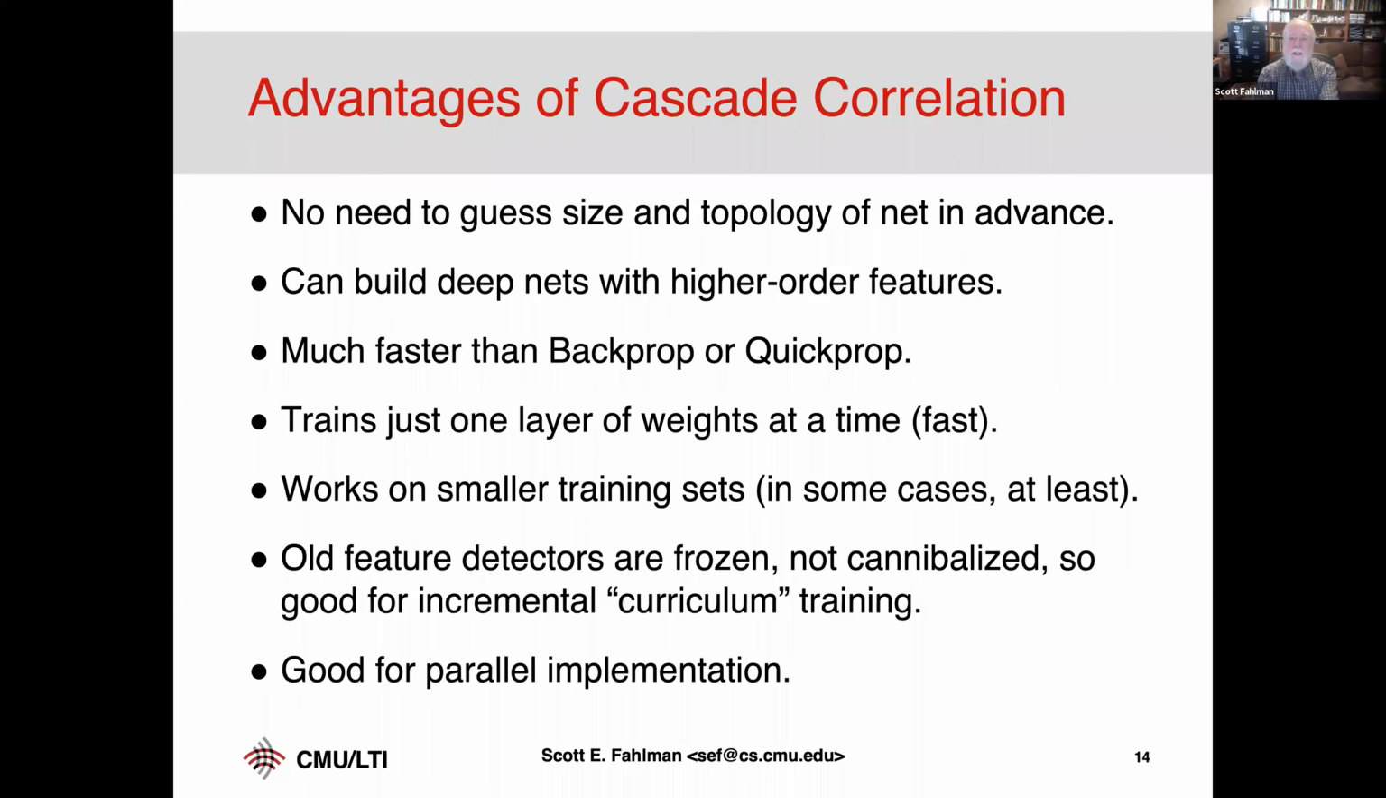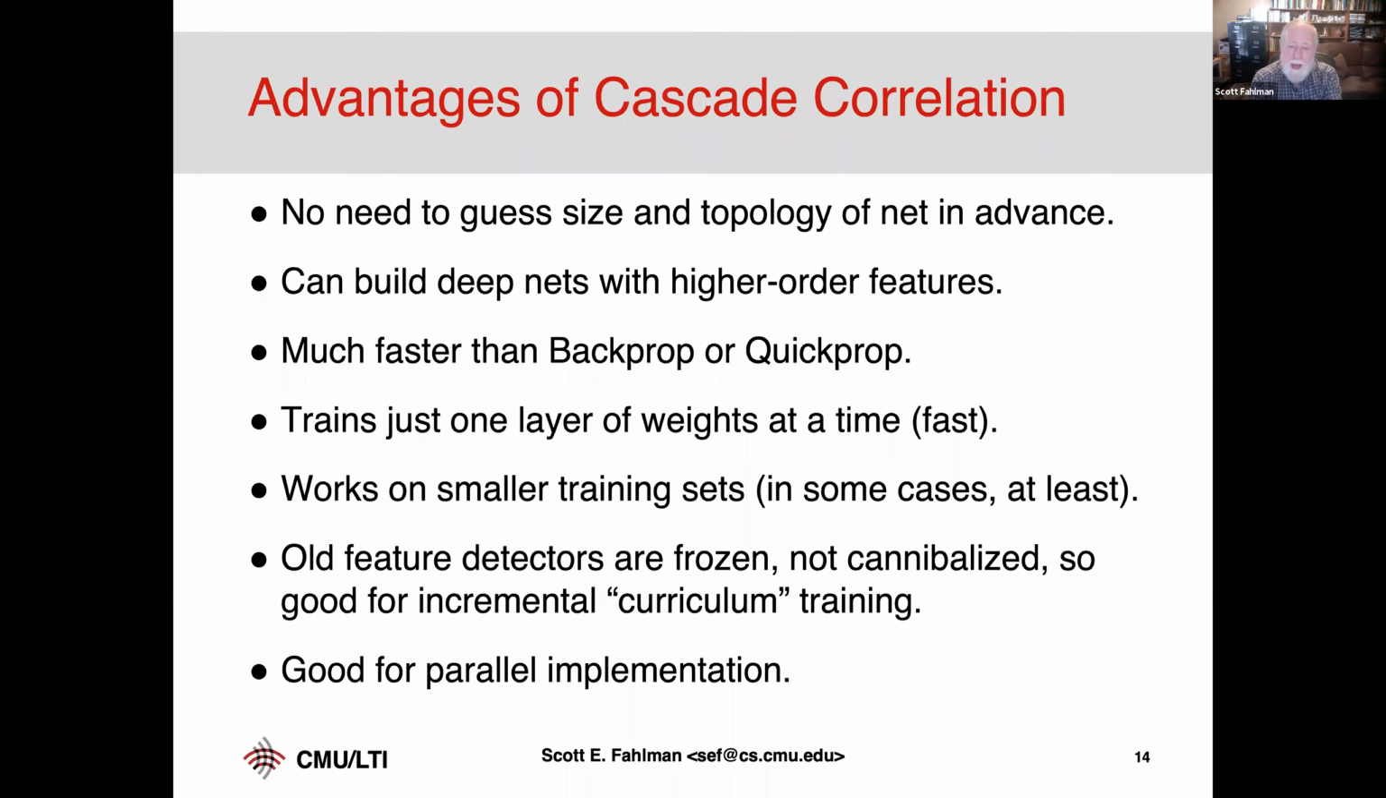So the advantages of this cascade correlation algorithm: no need to guess the size and topology of the network in advance. That was one of the major goals. It can build deep nets with higher order features. And back in the day, nobody was using networks with more than 2 hidden layers, maybe 3. Okay, they were just beginning to play around with convolutional layers. But this can build deep nets with higher order features that are handcrafted for the problem, basically. Well, automatically crafted.